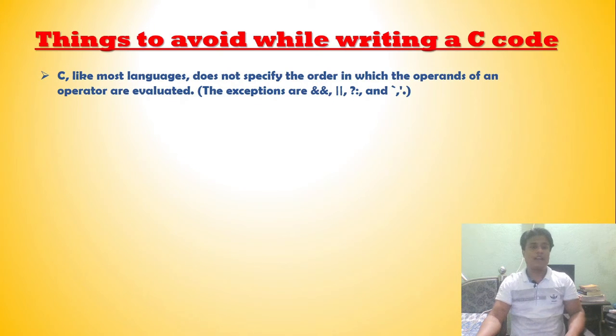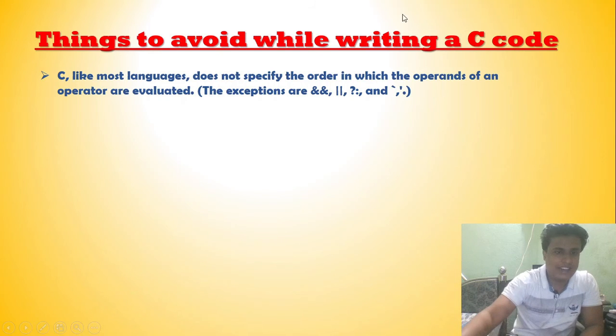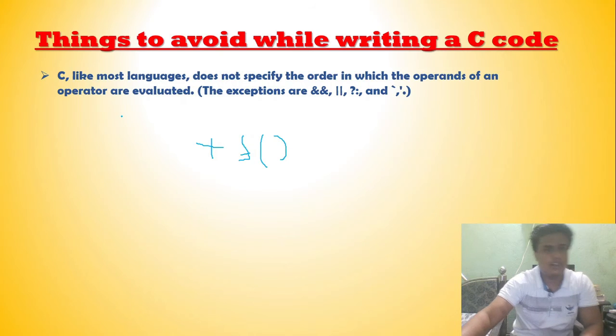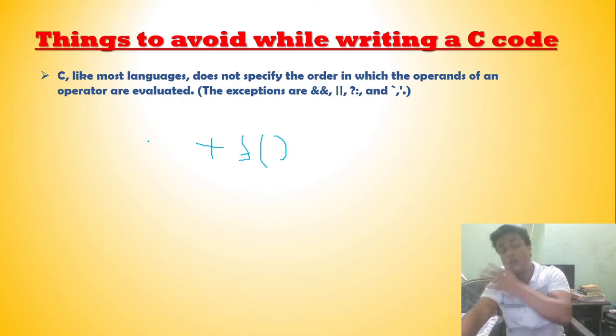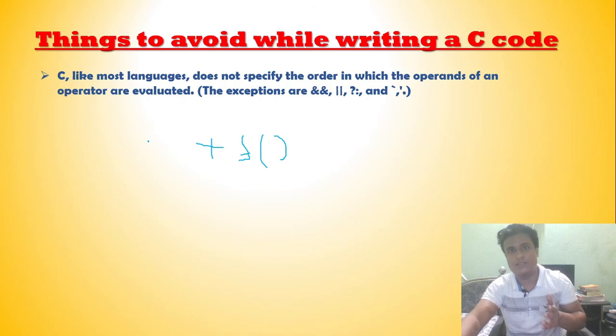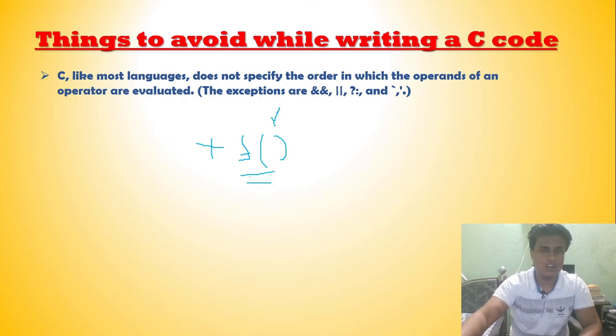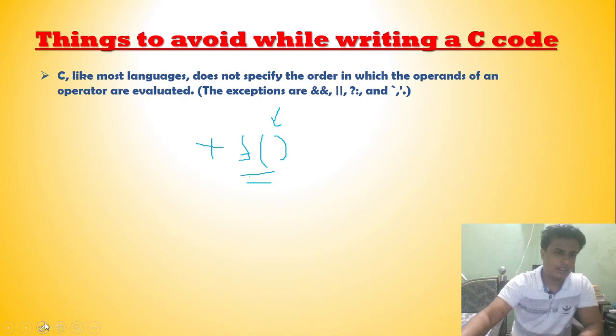So see, most programming languages do not specify the order in which the operands of an operator are evaluated. Let me show you. Suppose there is a plus operator, and there are two operands. Suppose this is function f, this is a function call, which I have given you in the fourth lecture also. So go through it, or I will explain more when we discuss the function part. Okay. So for now, just consider this as an operand here, and this is another one. Suppose this one is g of, some function.